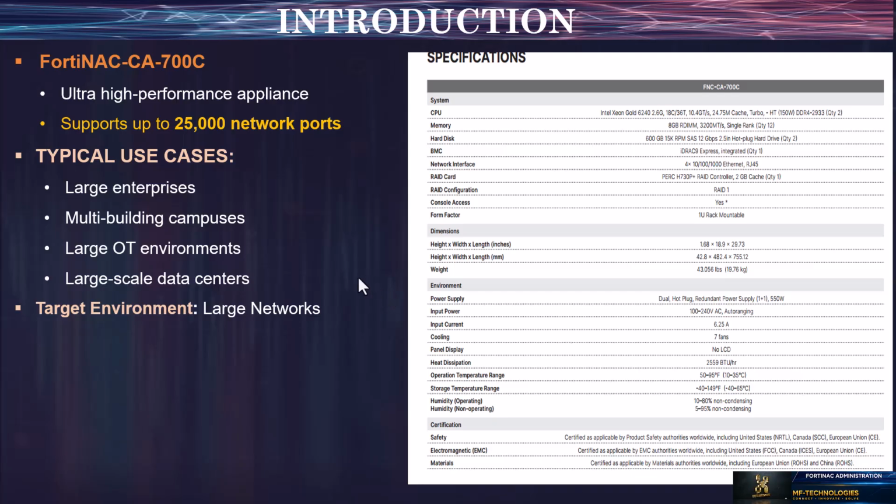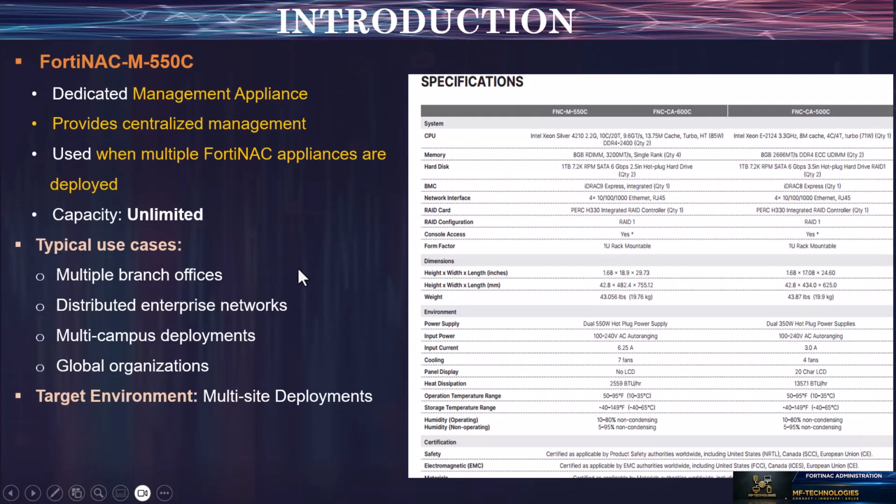Besides operational appliances, Fortinet also provides a dedicated platform for centralized management, which is 550. Unlike the other models, which perform network access control operations, 550 is designed specifically for centralized management. Its role is to manage multiple Fortinet servers from a single interface.